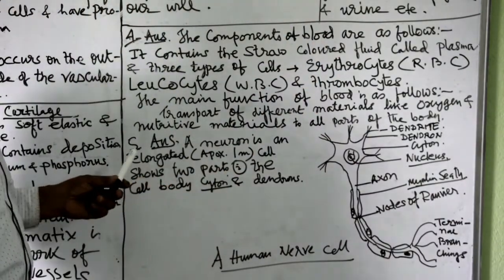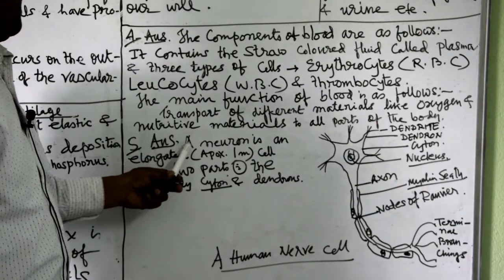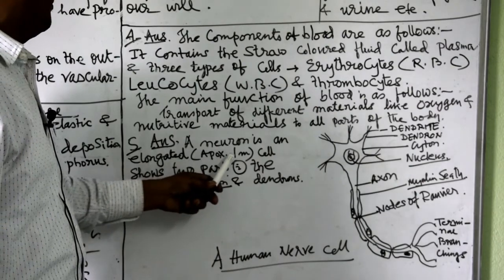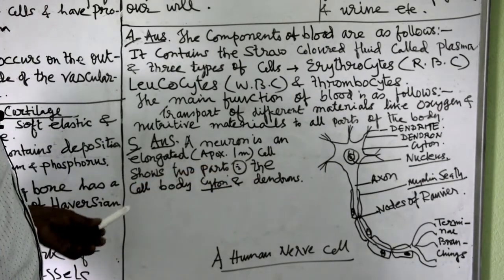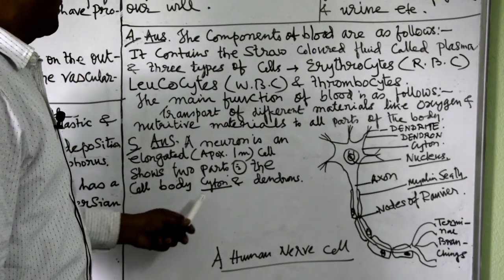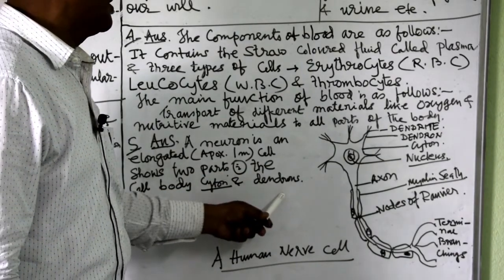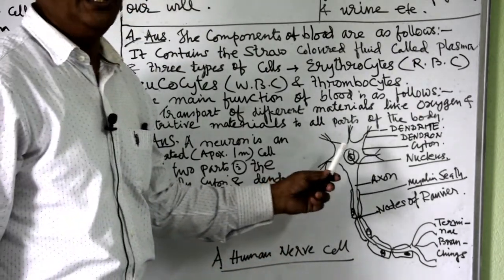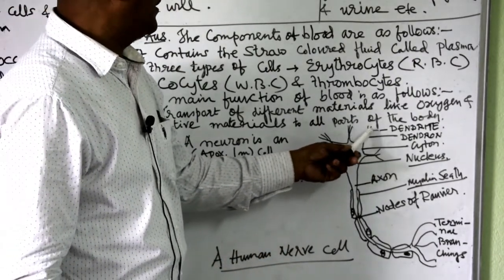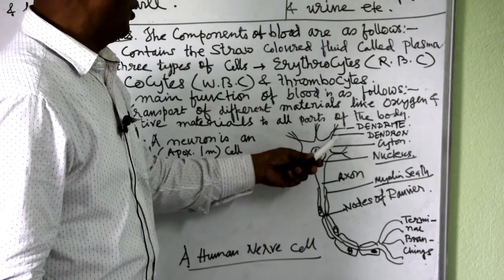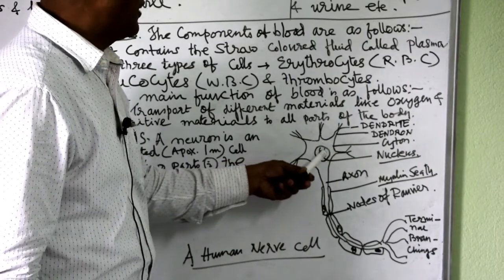Question 5. The answer. A neuron is an elongated cell, approximately 1 meter long. It shows 2 parts, the cell body or cyton and dendrons. And this is actually the human nerve cell. The first one is the dendrite. Dendrite comes from dendron, and from there the cell body or cyton.